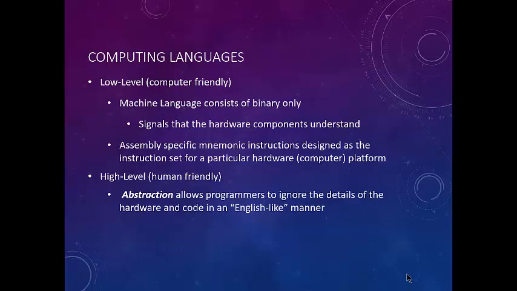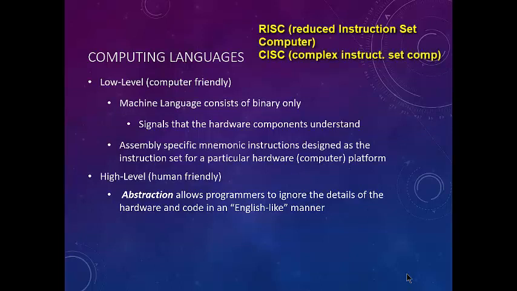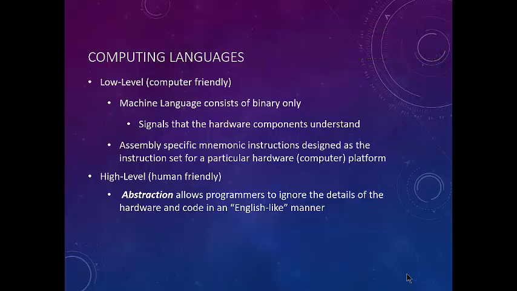The second type of low-level computing languages consists of assembly languages. As many of you have studied in computer organization, these are the specific mnemonic instructions that are designed for a particular platform. Hence, RISC, or reduced instruction set architecture, versus CISC, complex instruction set architectures, have different assembly languages. This explains why software designed for one type of computer is not seamlessly compatible with the other.